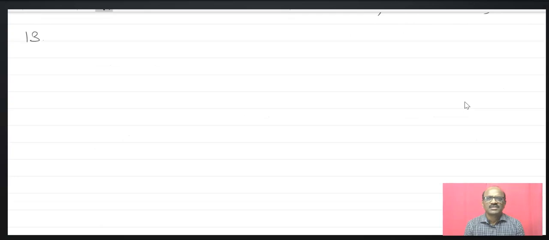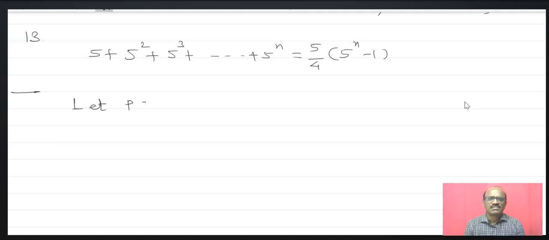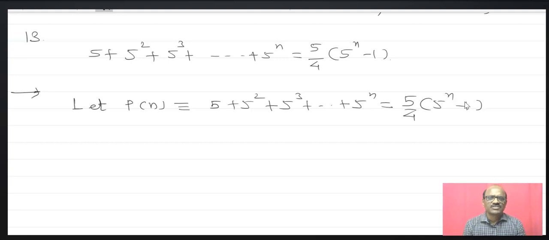Now the next example, example number 13. 5 plus 5 square plus 5 cube plus up to 5 raised to n is equal to 5 by 4 times (5 raised to n minus 1). Now let P(n) be 5 plus 5 square plus 5 raised to 3 plus up to 5 raised to n is equal to 5 by 4 times (5 raised to n minus 1).